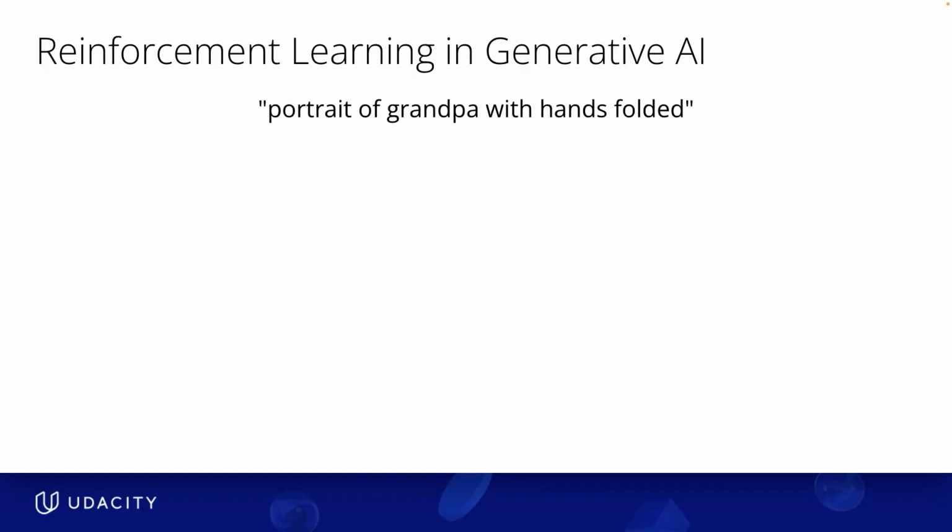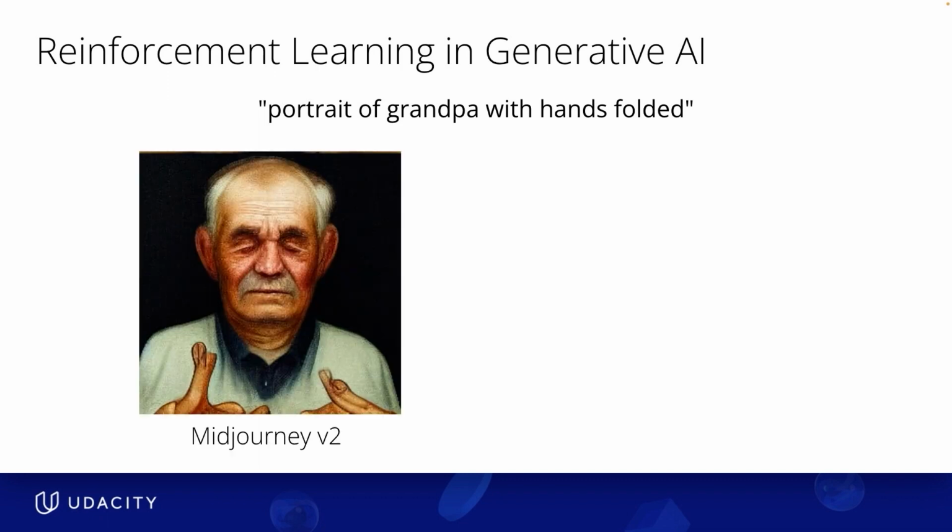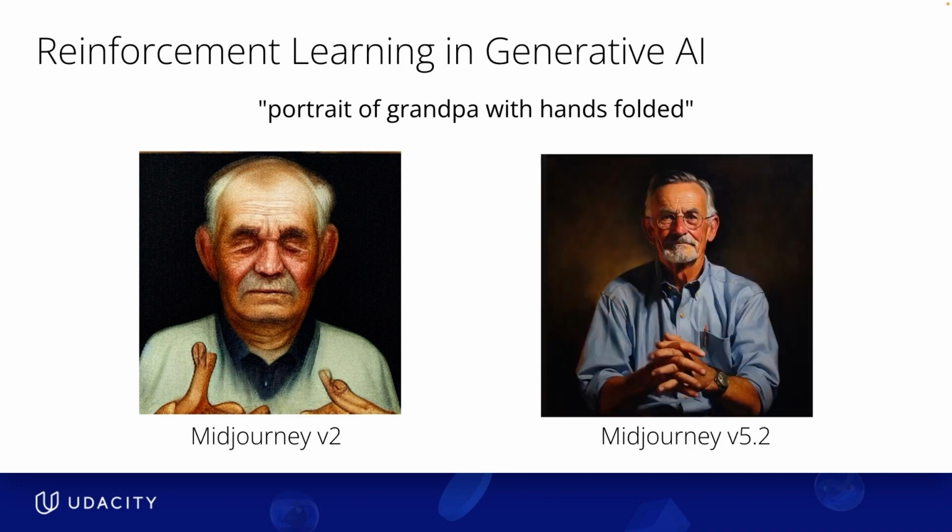On its own, a model can identify whether the generated image resembles the training data along a multitude of dimensions. But the model can't really see the image the way a human can. Here we have prompted the image generation model Midjourney with the text, "Portrait of Grandpa with Hands Folded." The V2 version of the model gave us this result. Those don't look like hands, do they? And you might also notice something weird happening with his eyes and the top of his head.